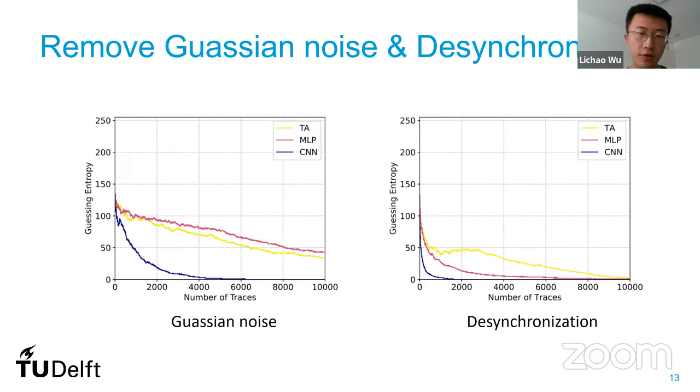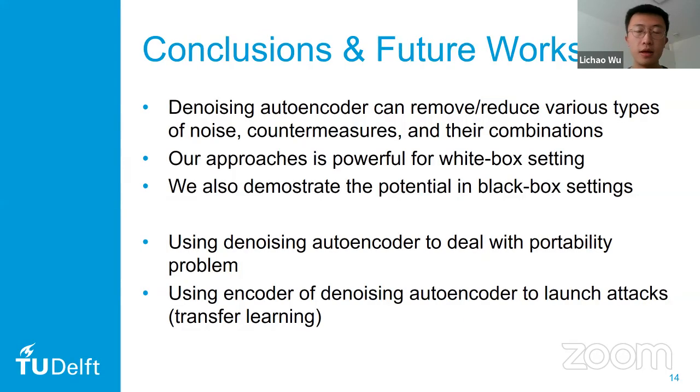And here note that for the less noisy traces, for the Gaussian noise, it's acquired from the averaging. For the desynchronization, it's acquired from the static alignment. And compared with the noisy version, the attack performance is dramatically improved. Finally, we move to the conclusion and the future works.